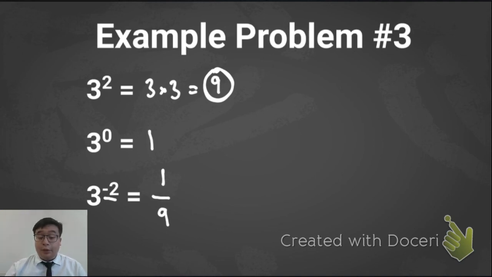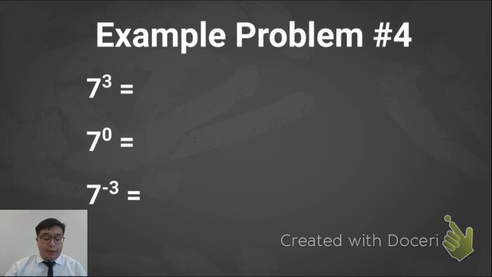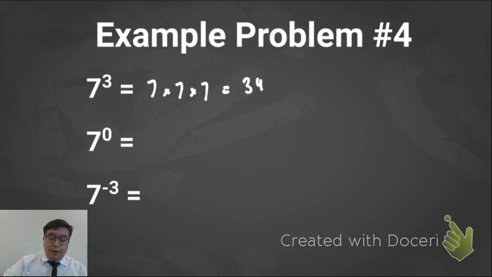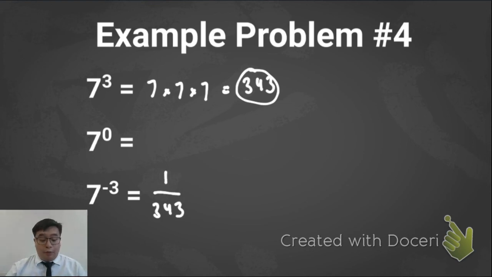All right, let's do our last example problem. 7 to the 3rd power, that's going to be 7 times 7 times 7, and that's going to be 343. And if I want 7 to the negative 3rd power, what can I do with this 343? Can't I just divide by 343? So 7 to the negative 3rd power is going to be 1 over 343. And again, anything to the 0th power is always going to equal 1.